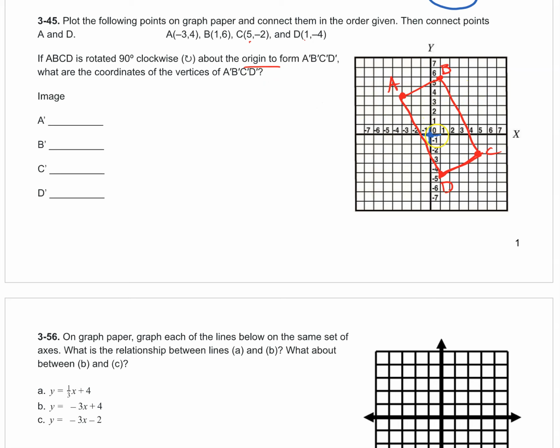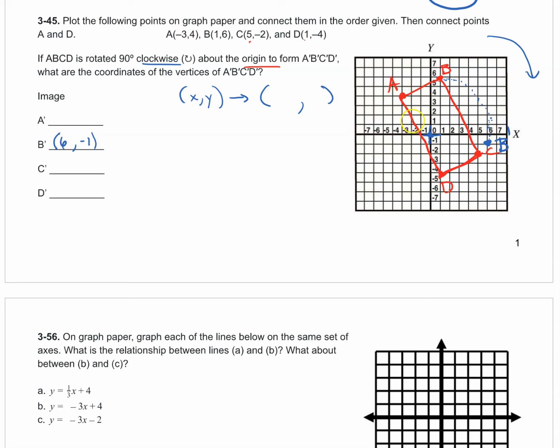All right, so if we do a 90-degree rotation, it's clockwise, so we're going this way. I'm going to write down the shortcut. This is the one from class, but you can also do this with trace paper. So B comes down here. This is B prime. All right, so B prime has coordinates of 6, -1.